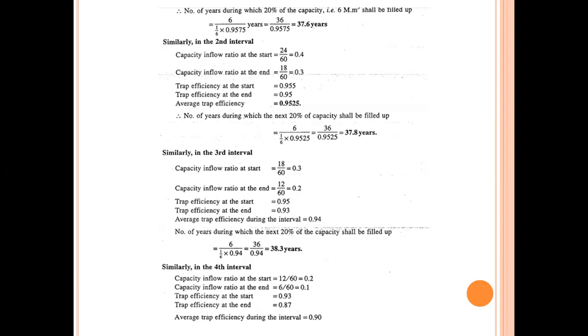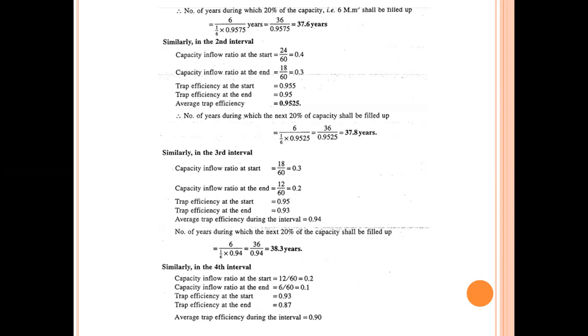Okay. First, we calculate the capacity inflow ratio at 24 by 60. That is 0.4. Take the trap efficiency value from the table. It is 0.955. Again, calculate the trap efficiency at 18. That means we are calculating 18 to 60. Okay. So 18 by 60, 0.3. Take the trap efficiency value from the table. For 0.3, it is 0.95.